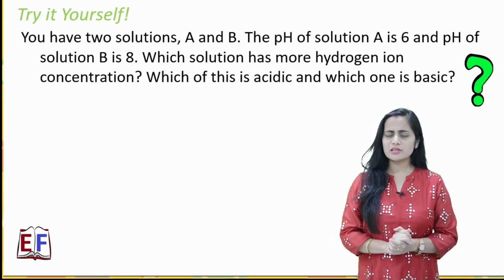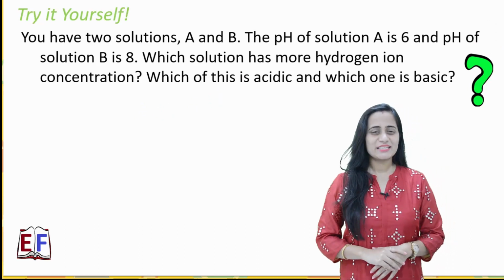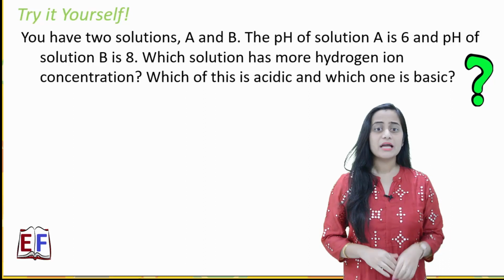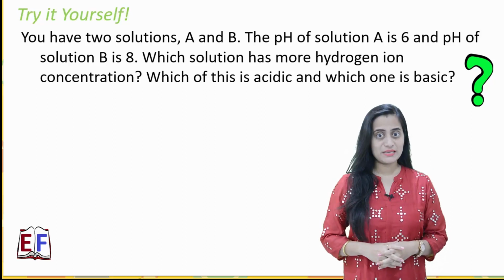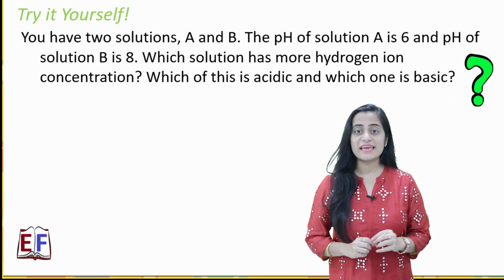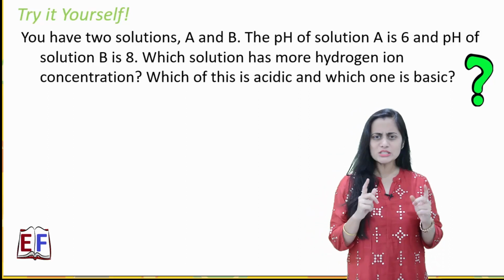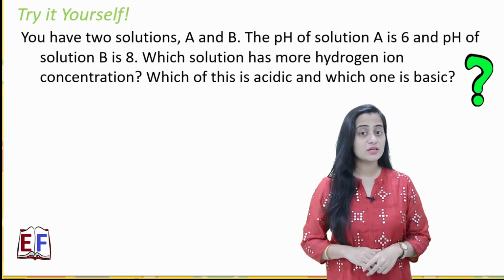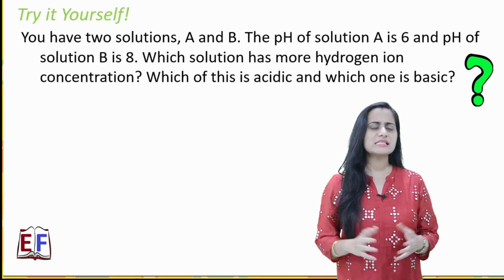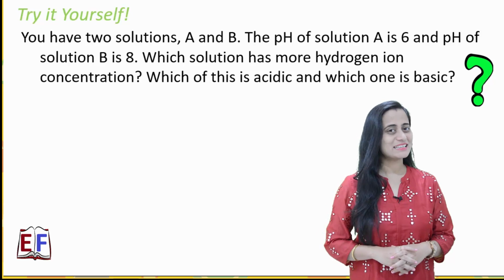So now that we have learned so much about acids and bases, it's time for a quick question. You have two solutions A and B. The pH of solution A is 6 and the pH of solution B is 8. Which solution has more hydrogen ion concentration? Which of these is acidic and which one is basic?